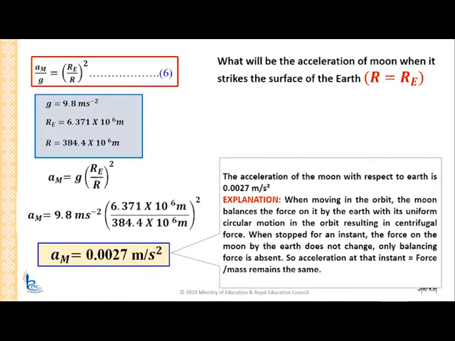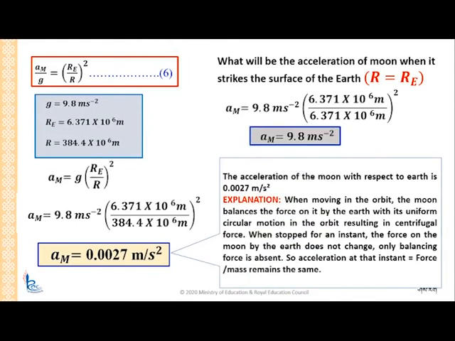Now the next thing is, what will be the acceleration of the moon when it strikes the surface of the earth? That means the separation between the earth and the moon, which is given by r, becomes equal to the radius of the earth. So at that time, what will be the acceleration on the moon? So we know the formula, am is equal to g (Re over r) whole square, and substituting the values, we get am as 9.8 meter per second square.